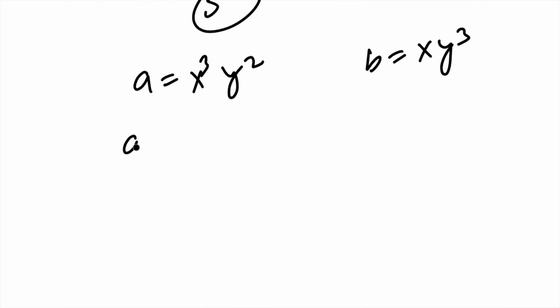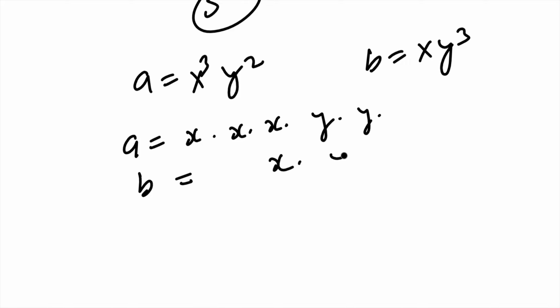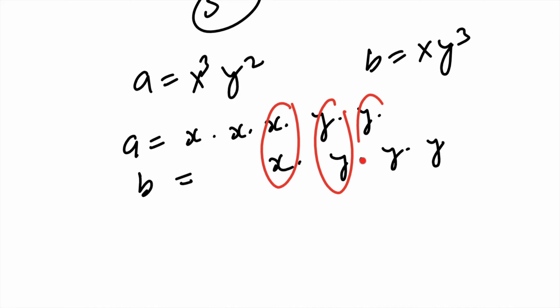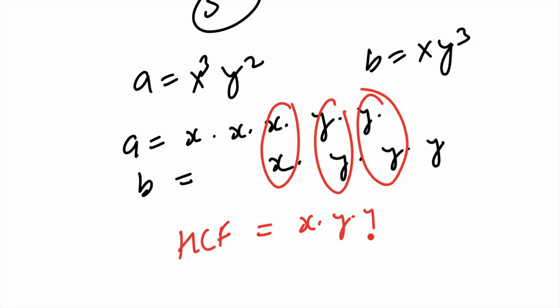So if you expand A, it will be x times y times y, and B can be written as x times y times y times y. If you're doing it for an objective question, you can simply see what is common in them. That is the HCF, the highest common factor. So x times y times y, so you get x times y square.